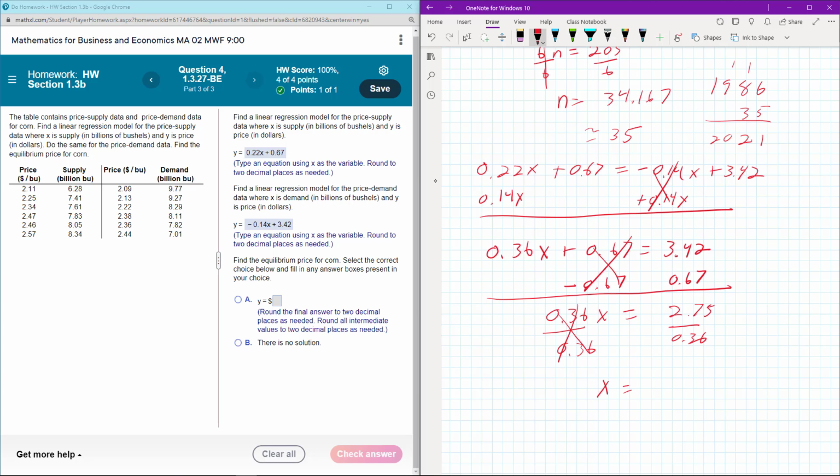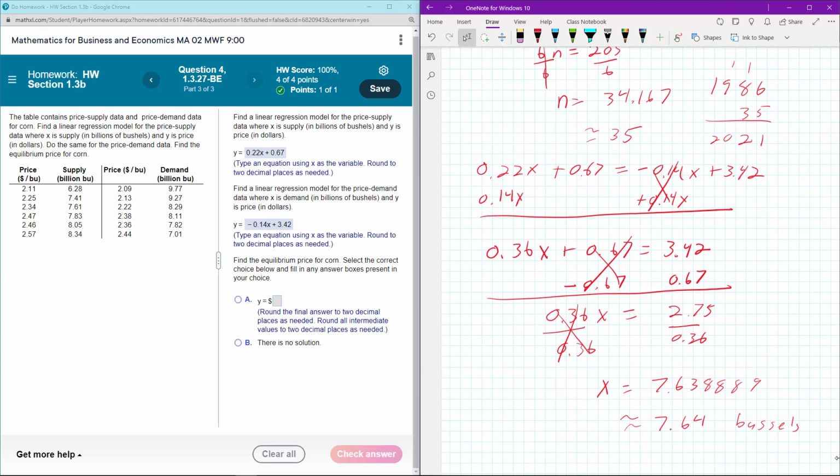What do I have over here? I have 2.75 divided by 0.36, which will give me 7.63888. Now, notice here, it says that I want to round all the intermediate values to two decimal places. So I want to round this to two decimal places. So I'm going to round this to 7.64. But now remember, this is x. This is the number of corn that we need for these two prices to be equal. So this is basically corn in bushels.